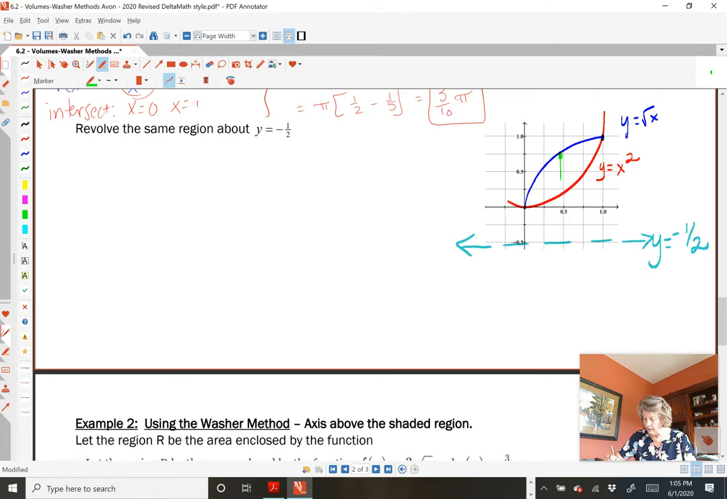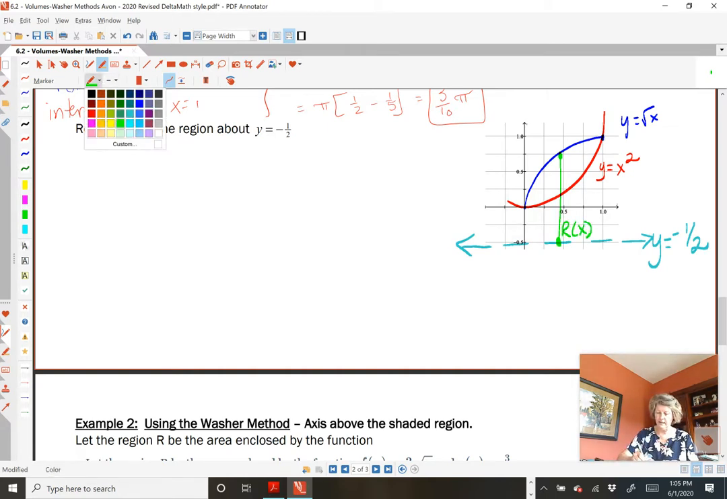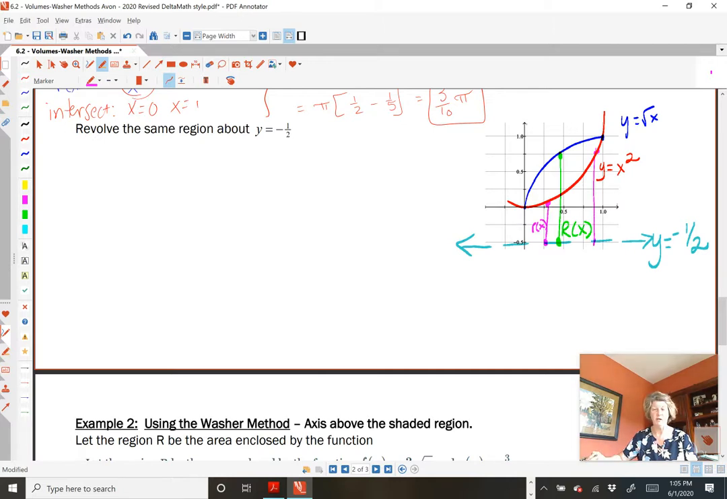Big R is going to be from the top function to the axis of rotation. There's big R of x. And then let's identify little r of x. I'm going to pop it right here. I could put it anywhere along here, but this just seems like a nice place to put it. I need to go from the red curve, the inside lowest curve, to the axis of rotation. Okay, let me undo that one.